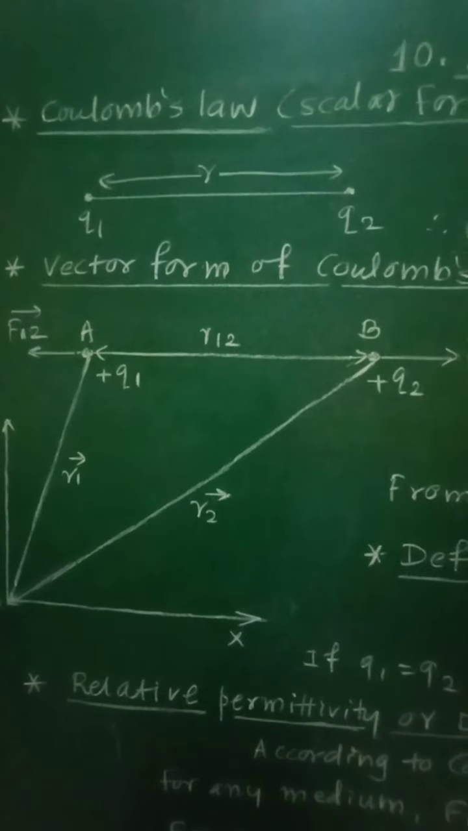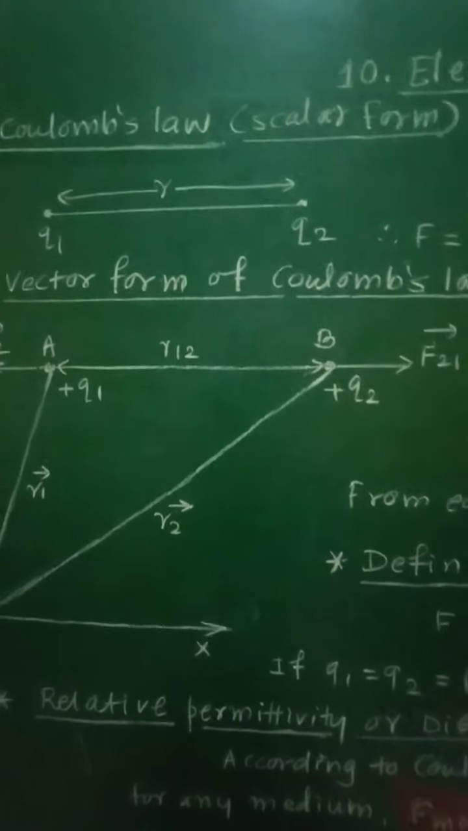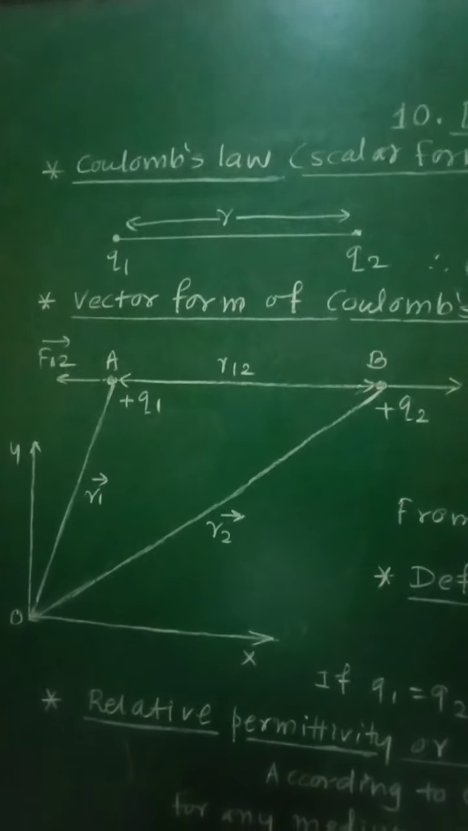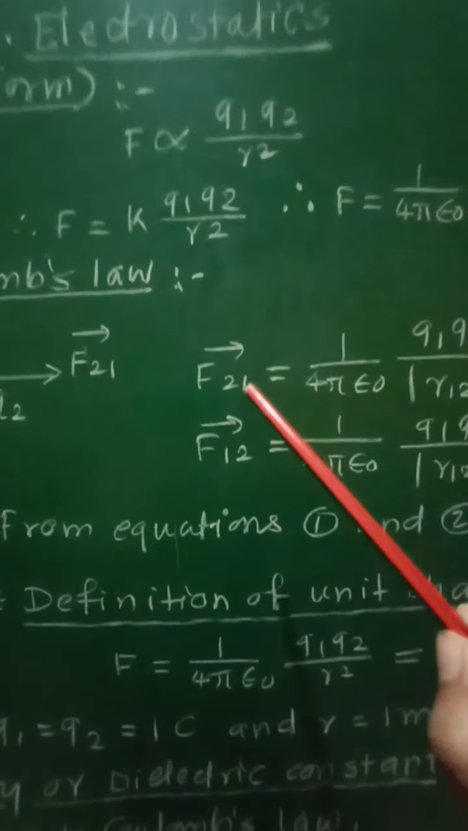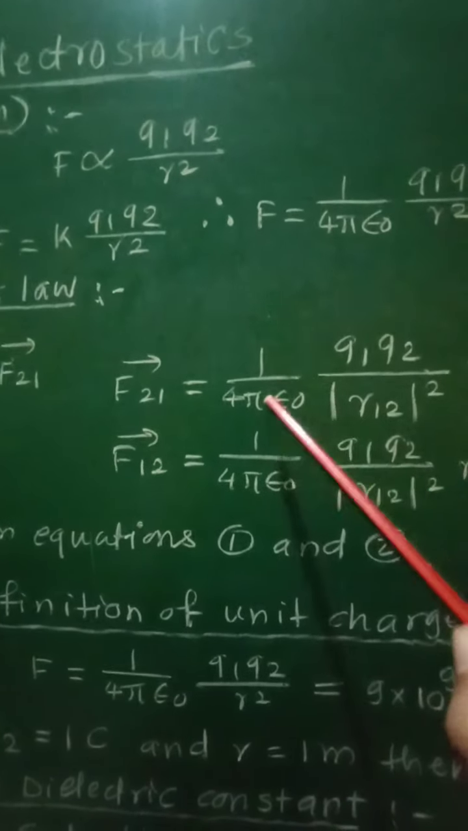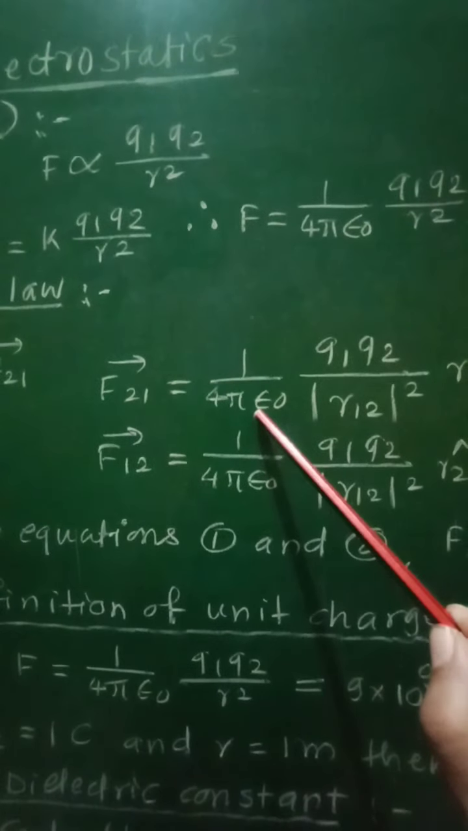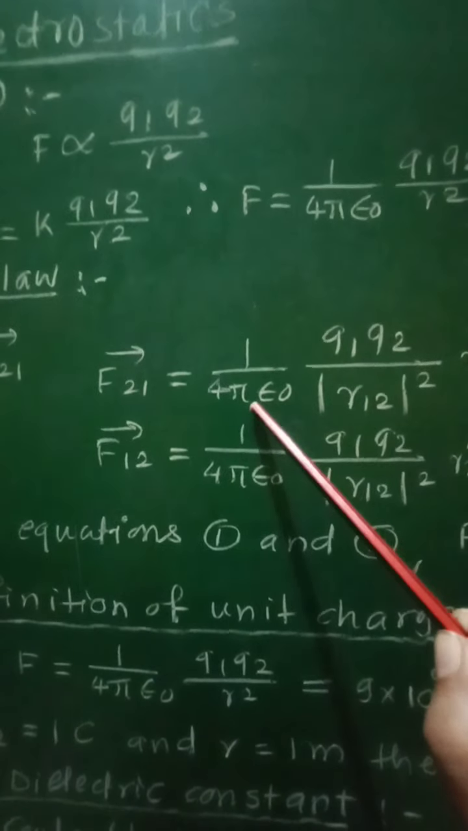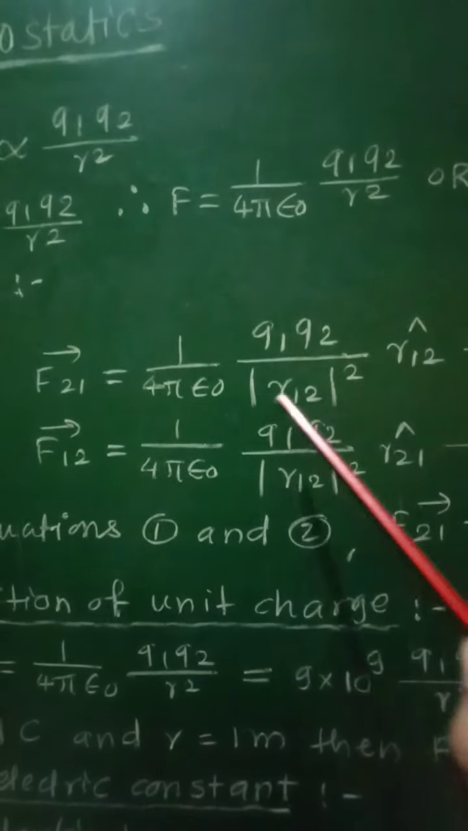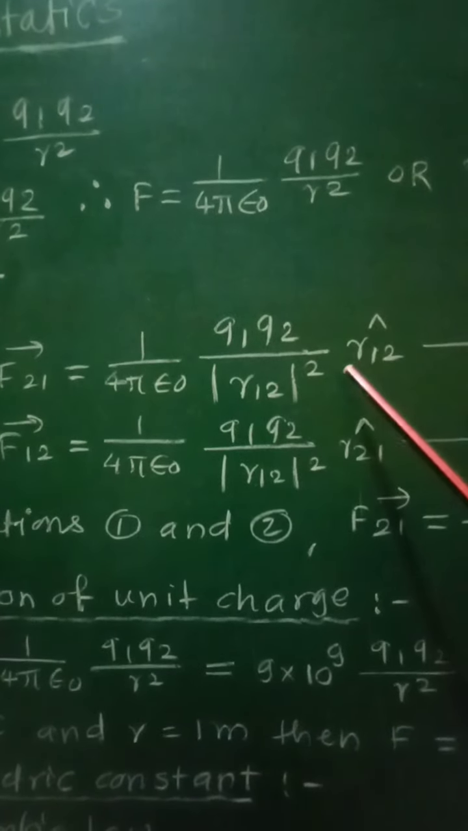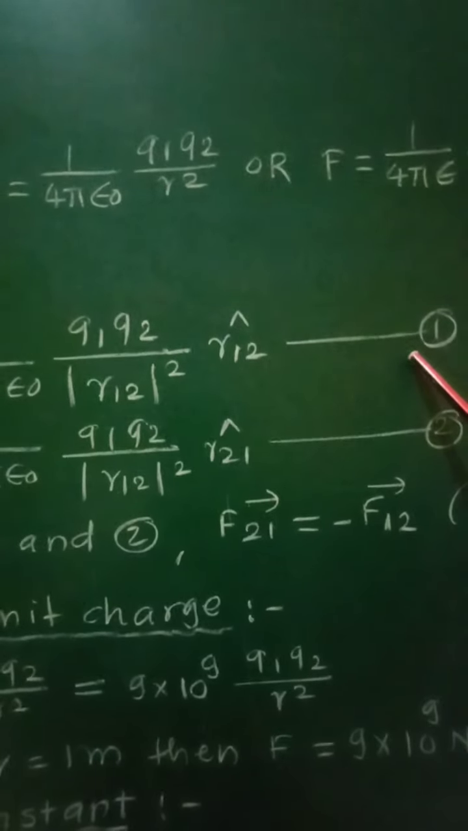force F21, this force F21 which is acting on the charge Q2 by charge Q1 is given as, in the vector form it will be given as force F21 equal to 1 upon 4 pi epsilon 0 if the charges are placed in vacuum into Q1 Q2 upon R12 square, that is the magnitude of R12 square, into unit vector R12 cap, let it be equation number 1.